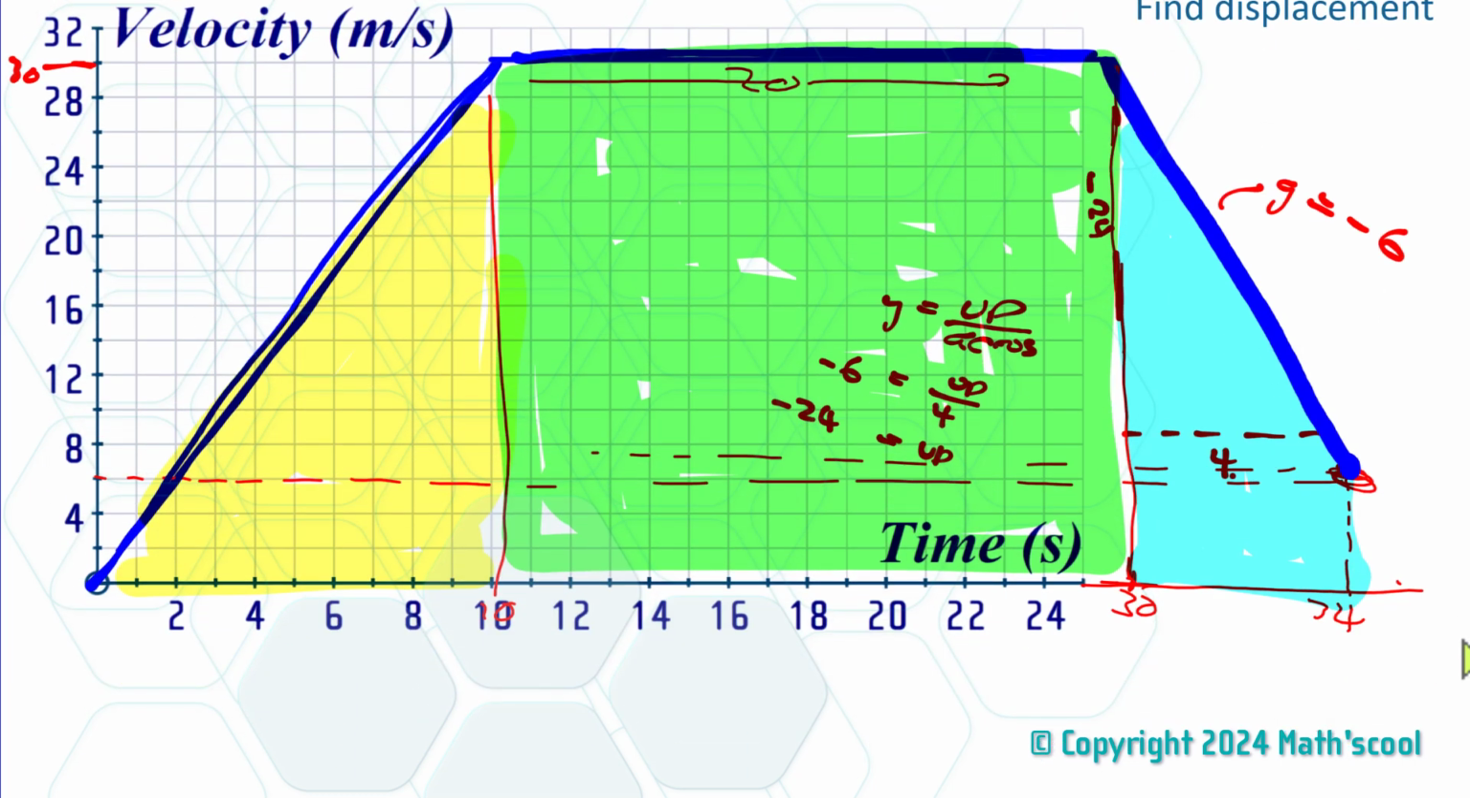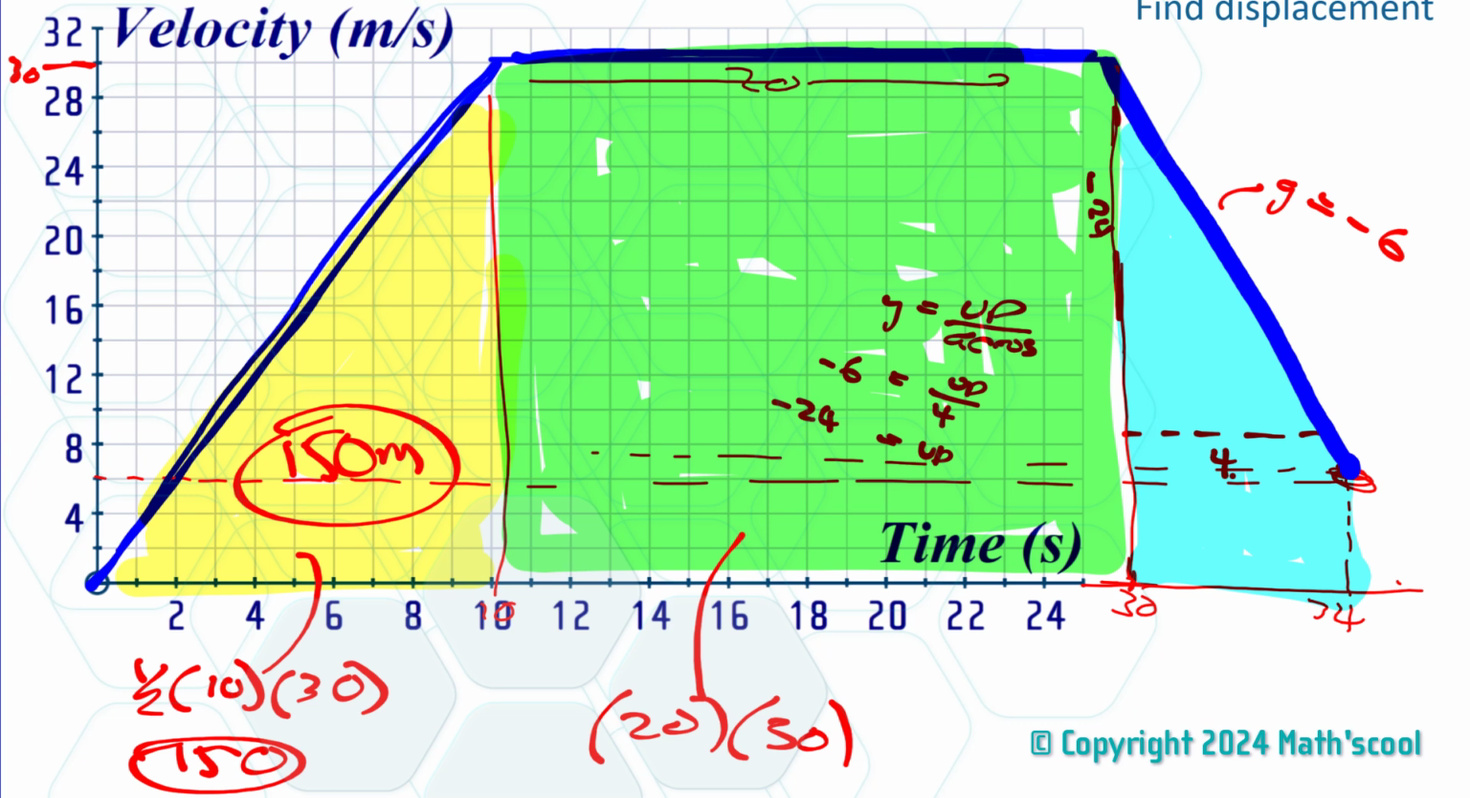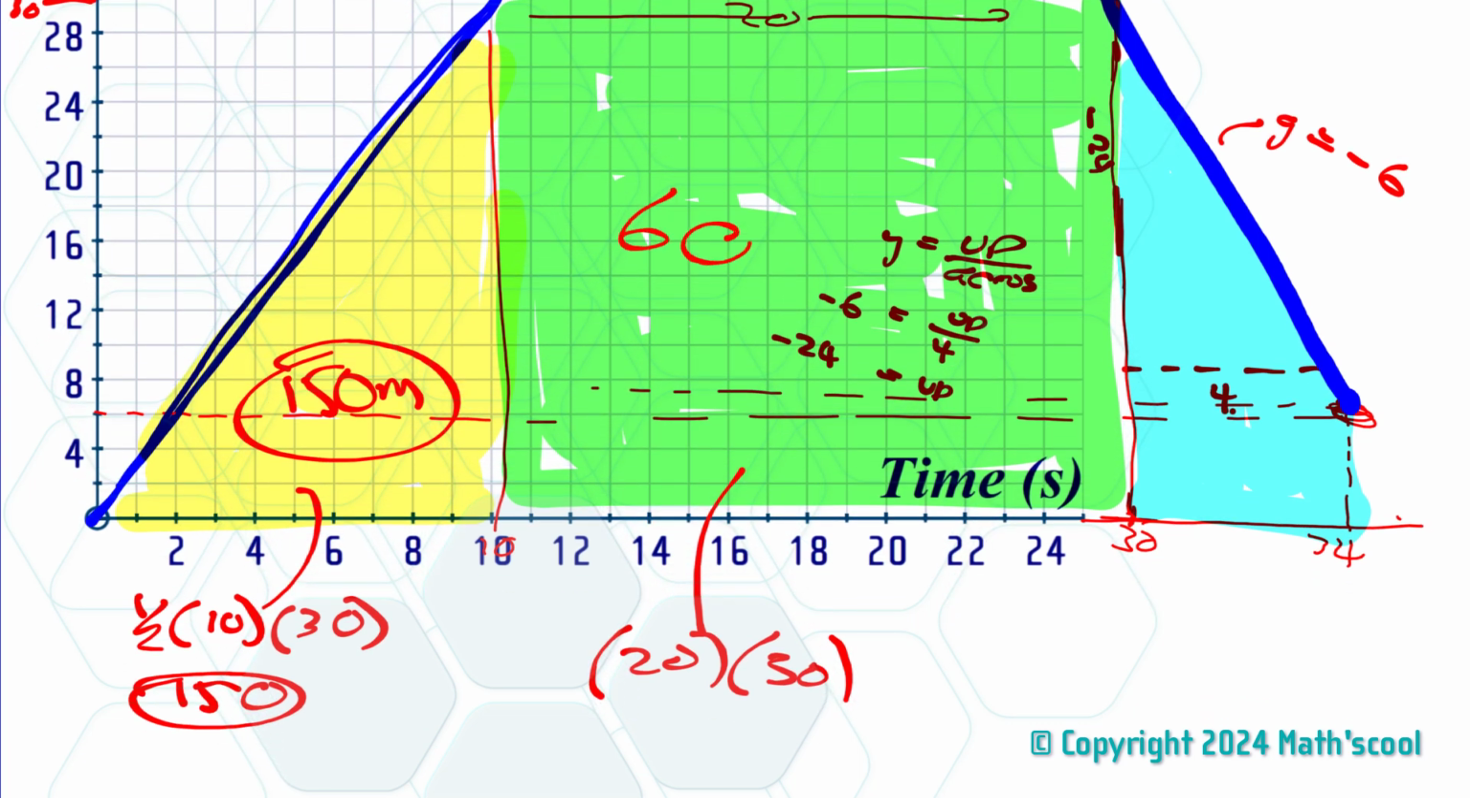Okay, so let's work out those areas. So do the first one, I think we'll do that in red. So that's a triangle, so it's a half times the base, which is 10, times the height, which is 30. So that's 300 divided by 2, so that's 150. So this is 150 meters, this bit here. Okay. Next one is just a rectangle, and a rectangle is just length times width. So that's 20 and that is 30. 20 times 30, so that's going to be 600.